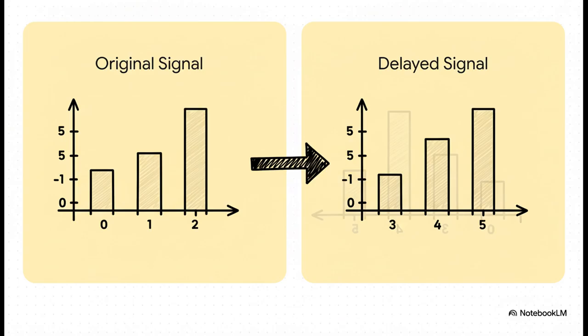On the left, you see our original signal. Now on the right, we have x of n-3. And look, every single sample has just been pushed 3 spots over to the right. This is a key thing to remember. A minus sign inside the brackets means a delay, a shift to the right.